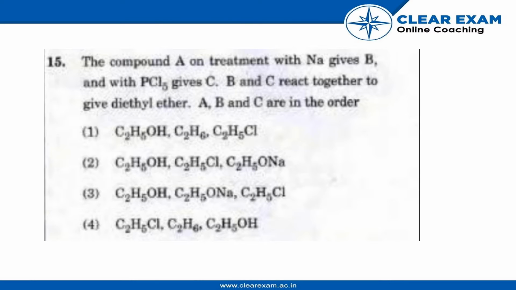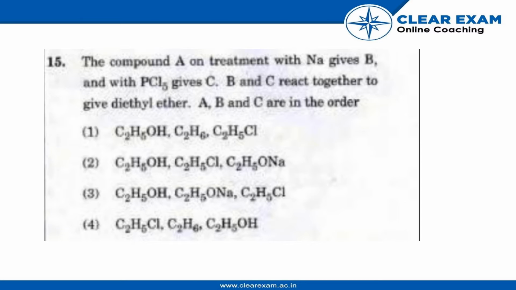So the options are: first, C2H5OH, C2H6, C2H5Cl. Second, C2H5OH, C2H5Cl, C2H5ONa. Third option, C2H5OH, C2H5ONa, C2H5Cl, and fourth is C2H6Cl, C2H6, and C2H5OH. Now we will find out what's the correct option.